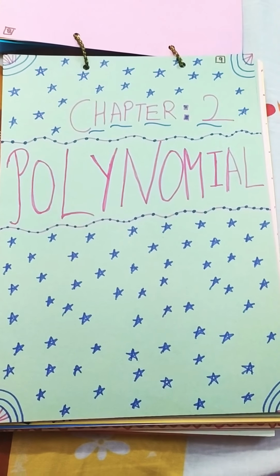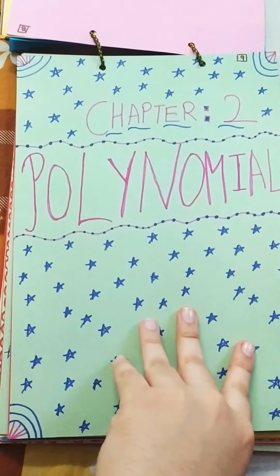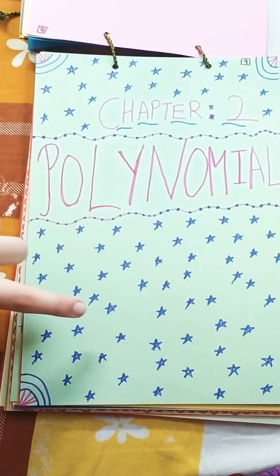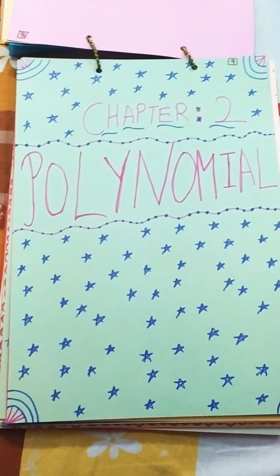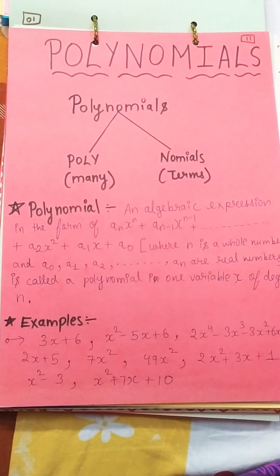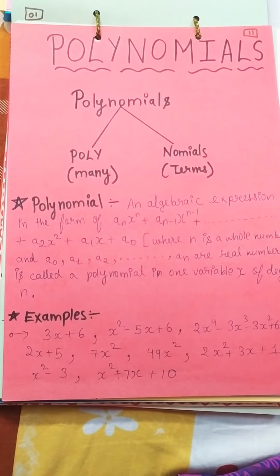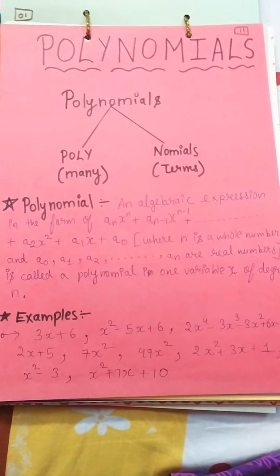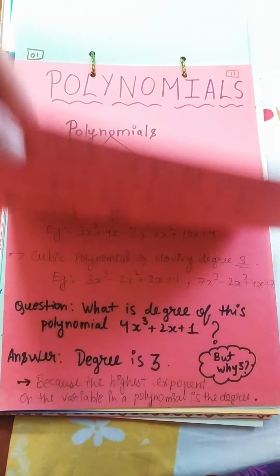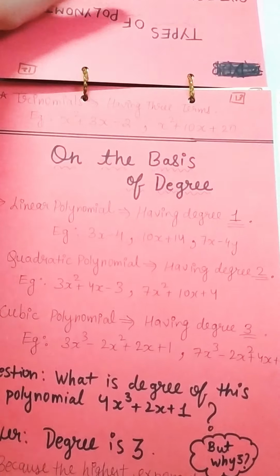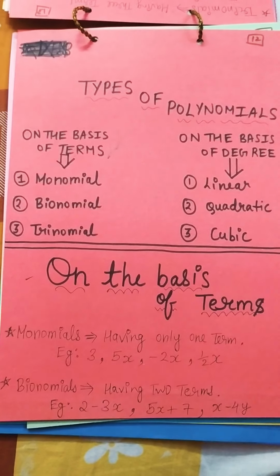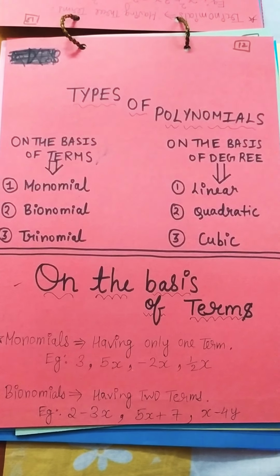Now here comes chapter number 2, polynomials. It's my favorite chapter. So it is the cover page. You can also be more creative. And it's polynomials. Poly means many, nomial means terms. It is the types of polynomial on the basis of terms, on the basis of degree.